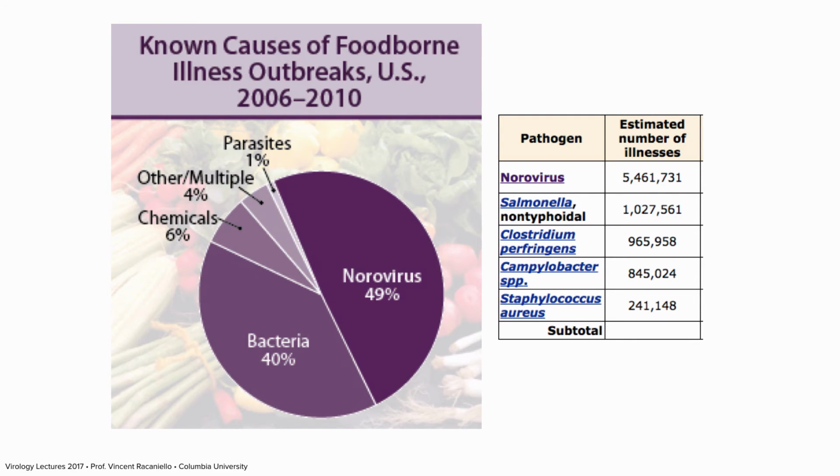So here are the known causes of foodborne illnesses in the U.S. for the period 2000 to 2008. Norovirus, 49%, bacteria, 40%, and then some other causes here. You can see an estimated number of illnesses was 5.5 million for norovirus, and then a variety of bacteria. We once thought that bacteria were causing most of the gastroenteritis until we discovered noroviruses and rotaviruses, which are two major causes of this illness. And so there's lots of effort to understand how this works.